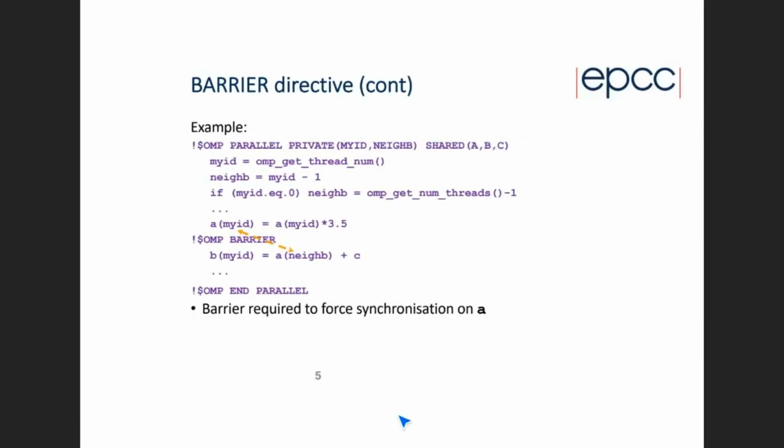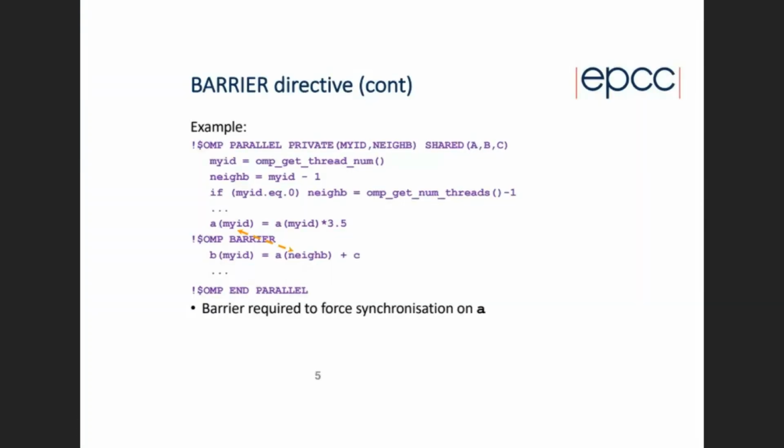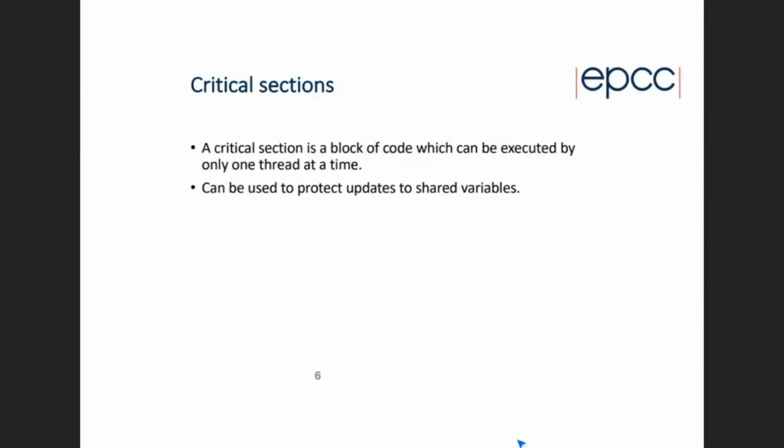Okay, and here's the same example for Fortran programmers. Okay, any questions about barriers?